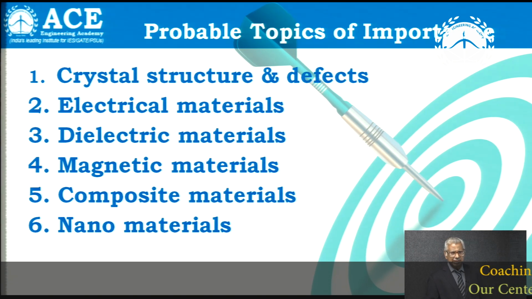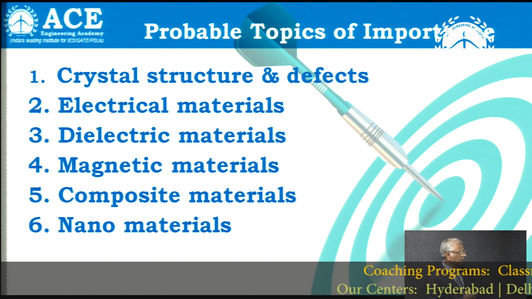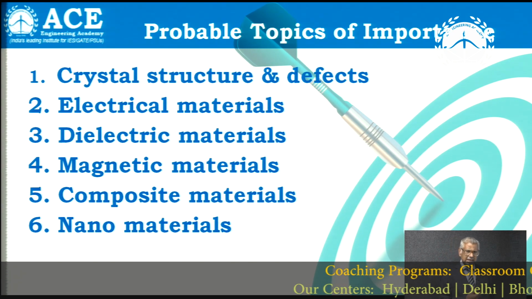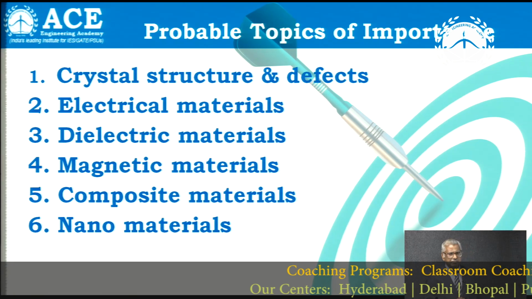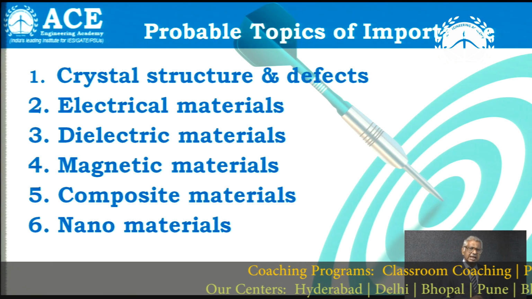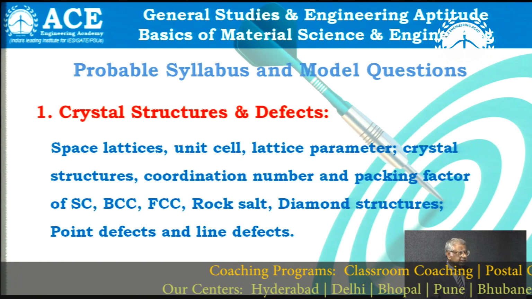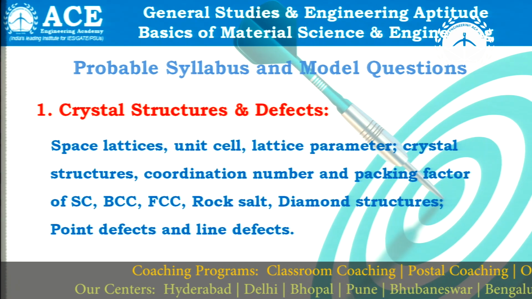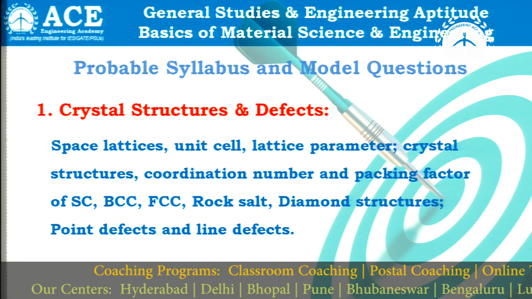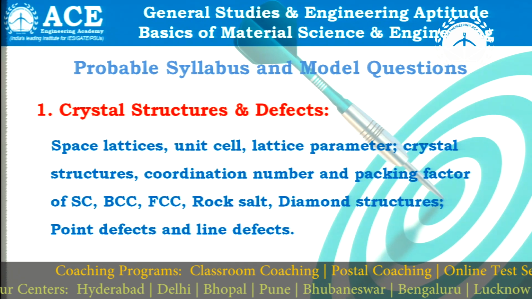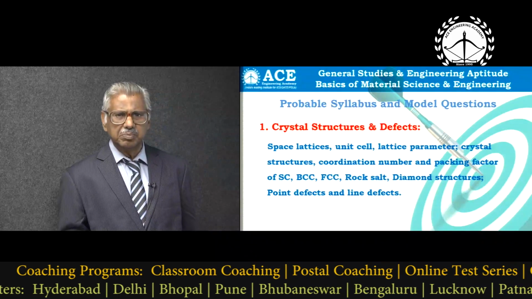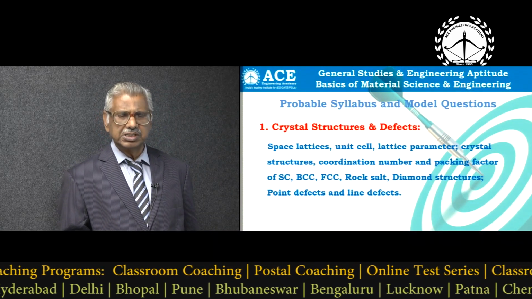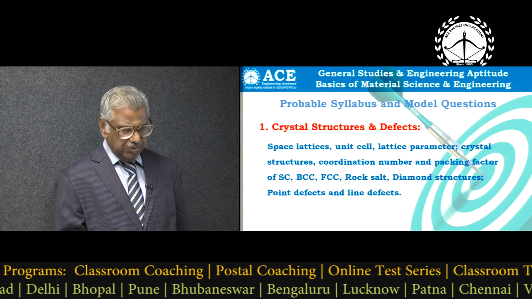6 chapters, or we can divide into the first one being on crystal structure and defects, the second one being on electrical materials, the dielectric next, the magnetic, the composite materials, and of course the nanomaterials. Now let us look briefly into the topics which can be expected under each of these chapters and some probable questions which you can expect from this one.